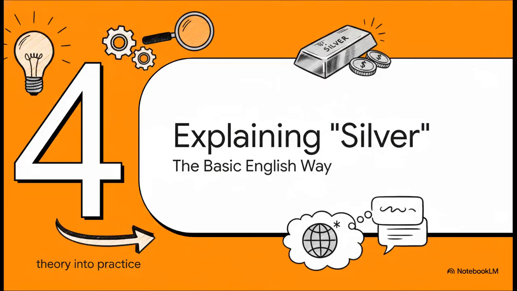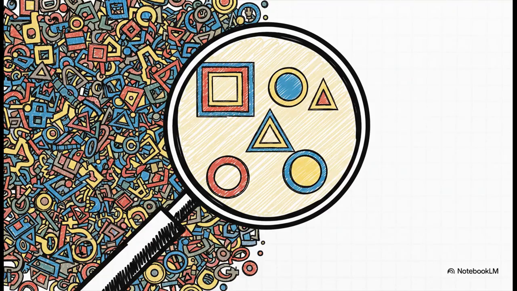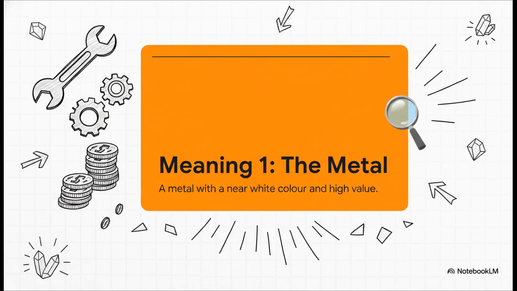Okay, so that's the theory. But what does it actually look like when you use it? Let's go back to those definitions for silver and look at them again, but this time with our new understanding. And suddenly, that simplicity we noticed at the beginning, it's not just a nice feature. It's the entire point. You'll start to notice that every single word they use to define silver is itself a very simple word. Let's take the first meaning, the metal. Look at the words metal, white, color, high, value. Every single one of them is on that core 850 list. There's no fancy jargon, nothing complicated.